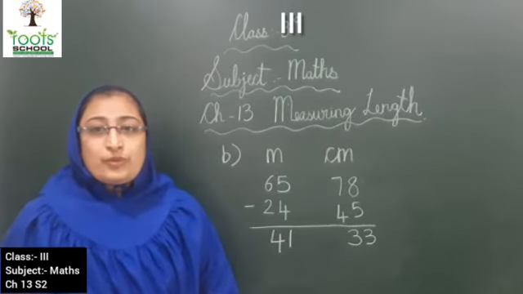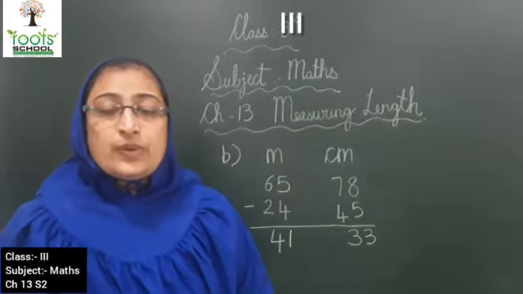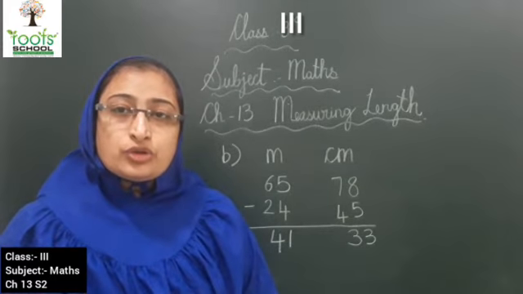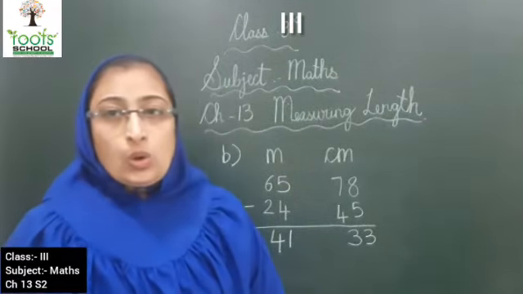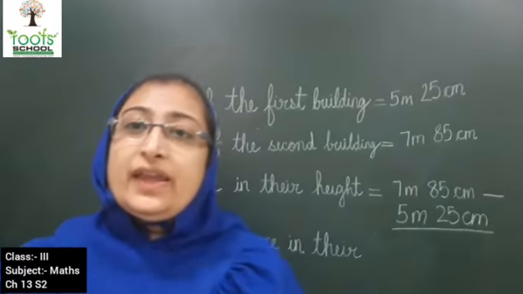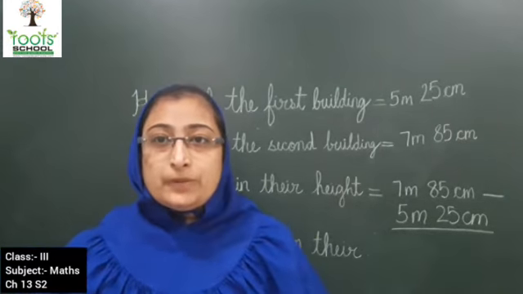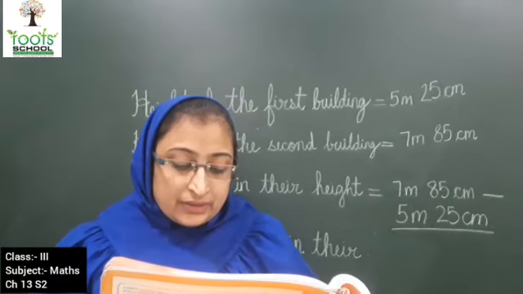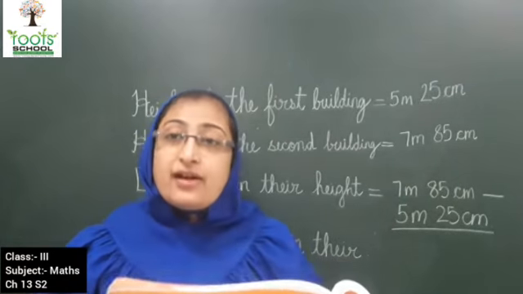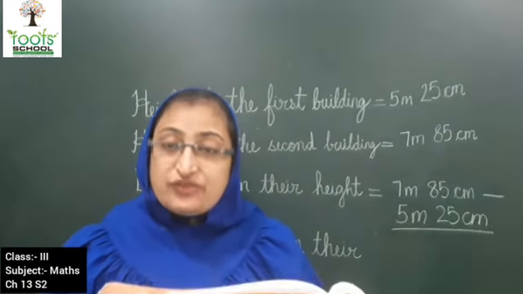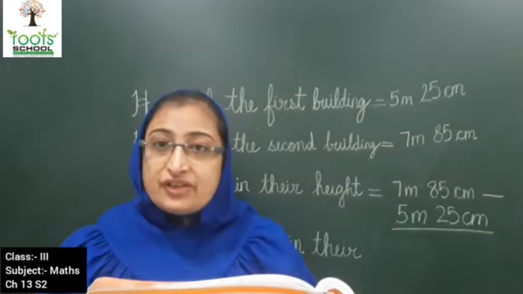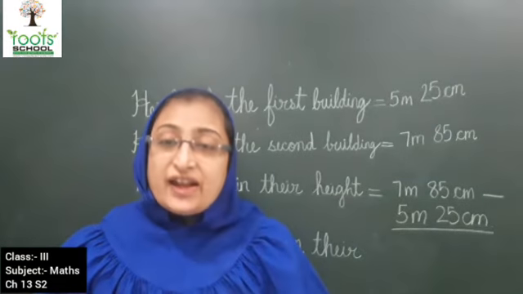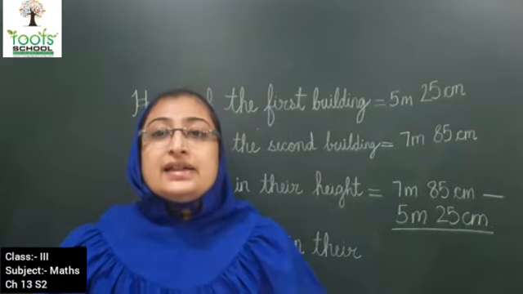Okay kids. So I hope you have understood. So this way you are going to solve practice zone 3. You have to solve it in your book only. Okay kids, now let's move on to word problem sums. Practice zone 4. The first one. The heights of two buildings are 5 meter, 25 centimeter and 7 meter, 85 centimeter respectively. Find the difference in their heights.